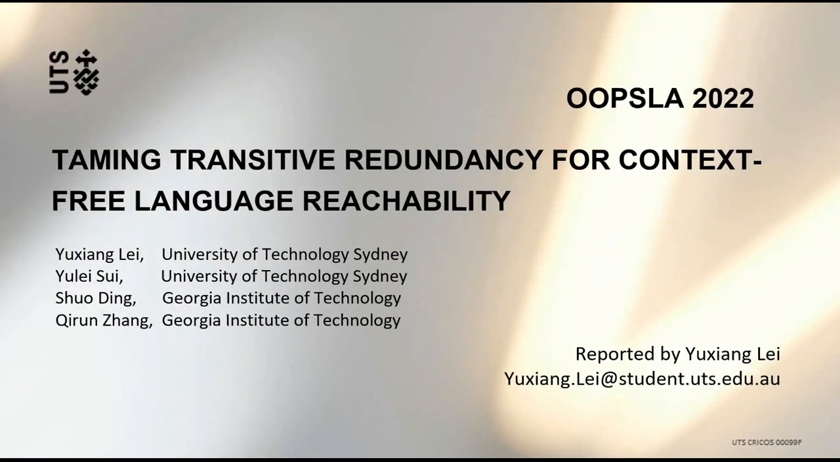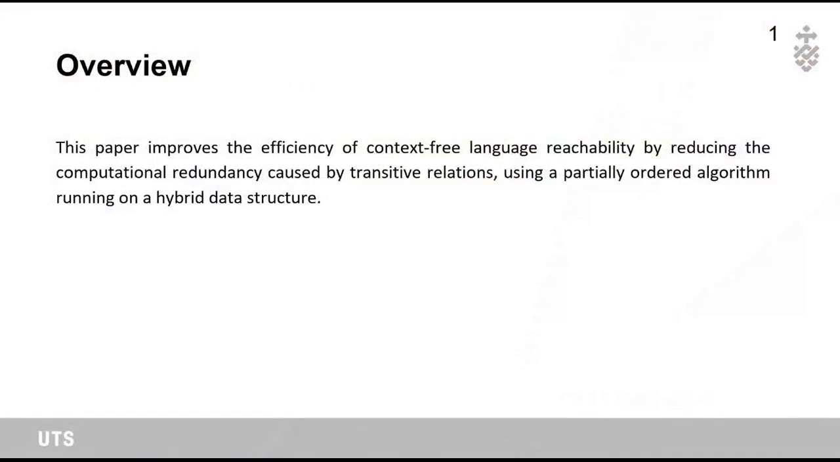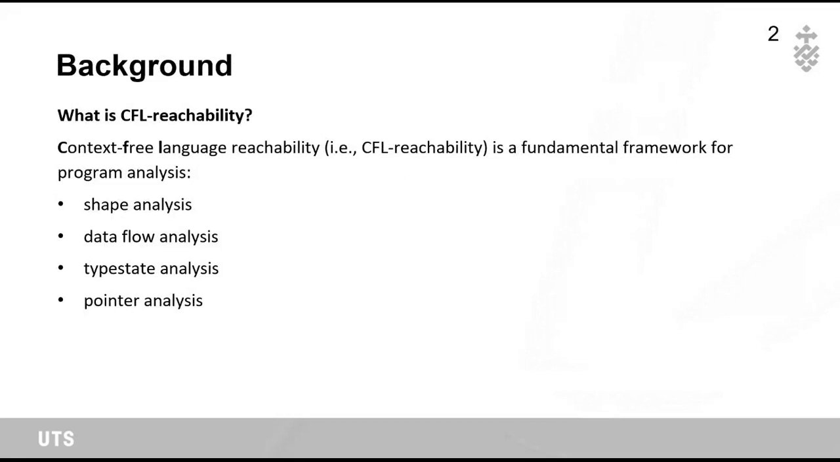Hello everyone, I'm going to talk about the paper Taming Transitive Redundancy for Context-Free Language Reachability. Briefly speaking, this paper improves the efficiency of context-free language reachability by reducing the computational redundancy caused by transitive relations using a partially ordered algorithm running on a hybrid data structure. Let's start with the background.